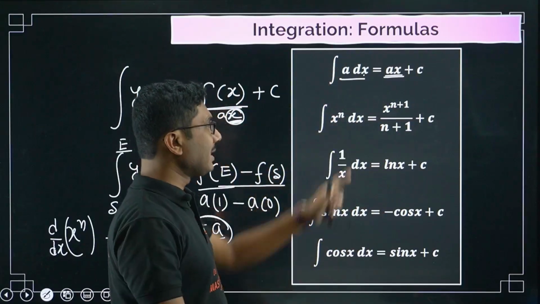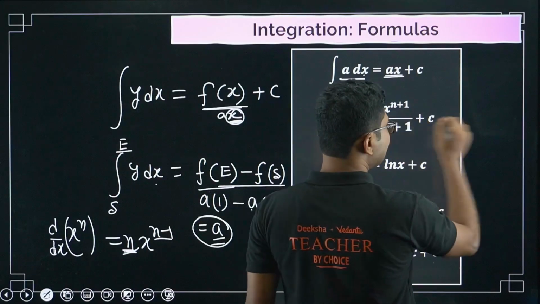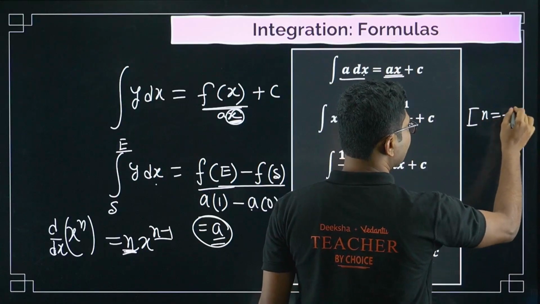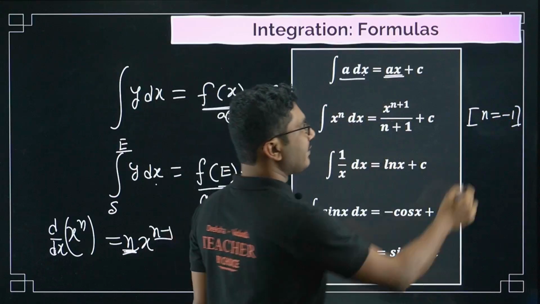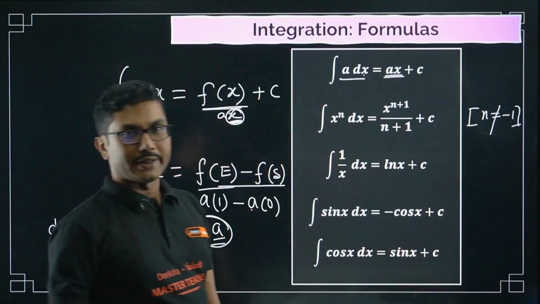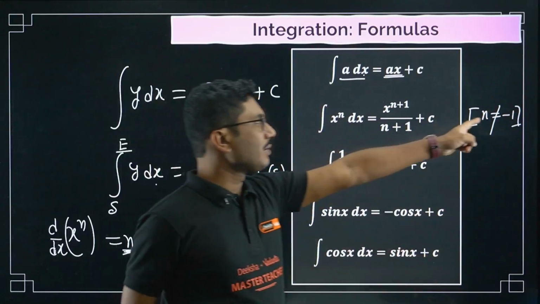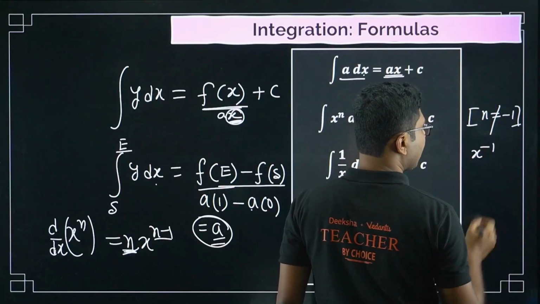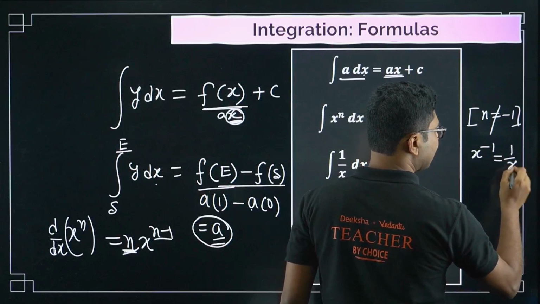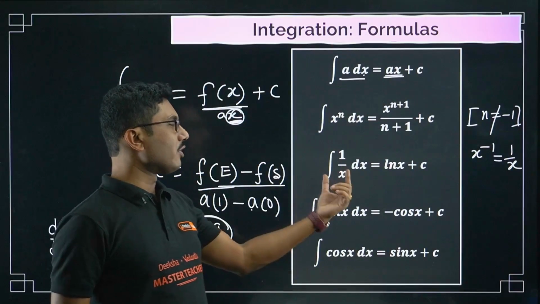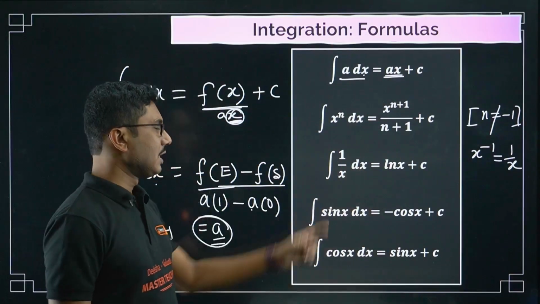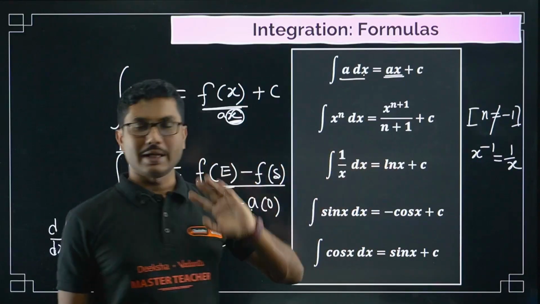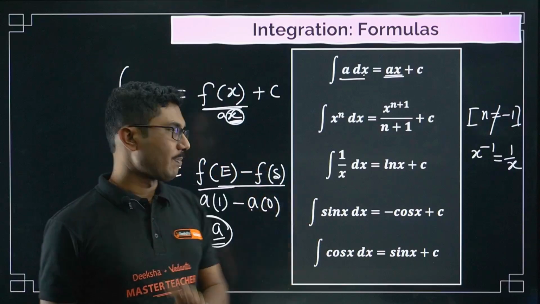Also you have to remember this formula is not valid for n equals to minus 1. N equals to minus 1 means what? x to the power of minus 1, that is 1 upon x. We have a separate formula for 1 upon x. For 1 upon x dx, it gives you ln x. Okay, ln x, that is log to the base e.